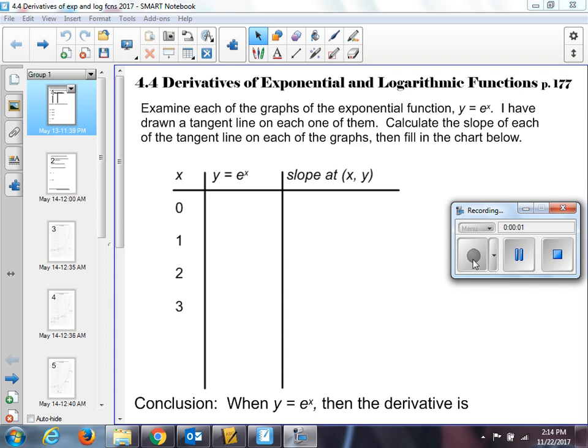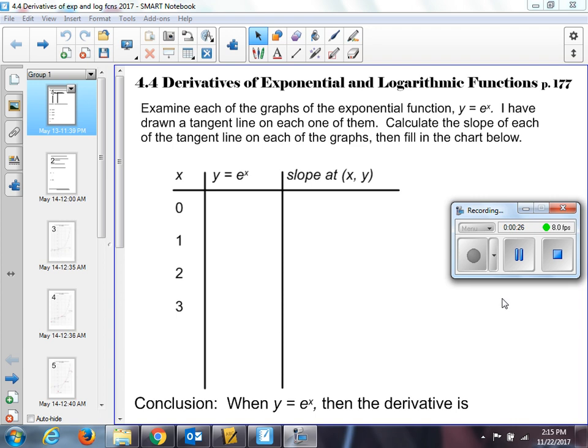Welcome to 4.4, exponential and logarithmic functions, doing some calculus on these guys. And I'll tell you the truth, this is actually one of my favorite sections. I find the exponential function exciting, and here's why. What we're going to do is take a look at this exponential function, y equals e to the x. Now, I've given you the graphs, and I've drawn the tangent lines on them.